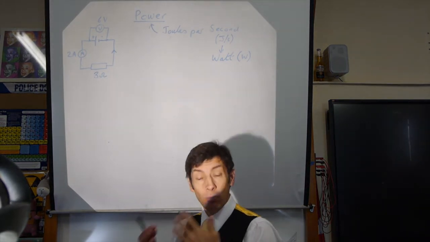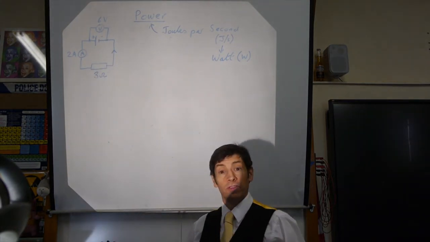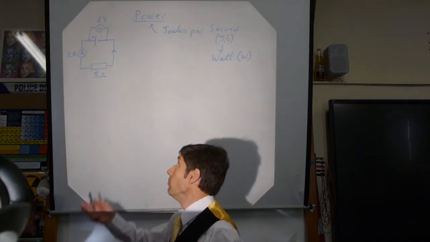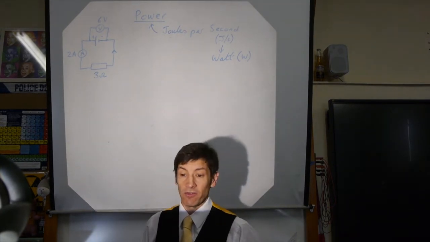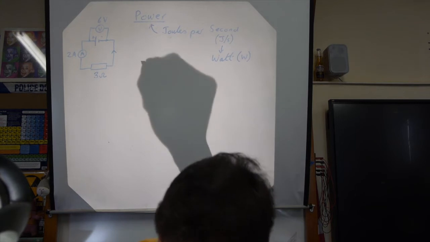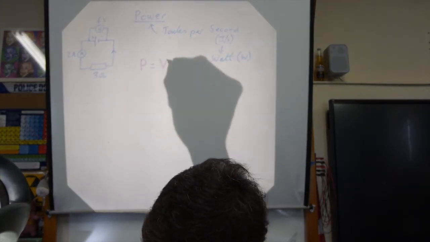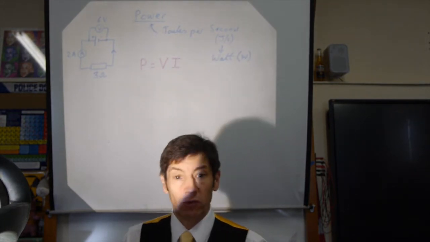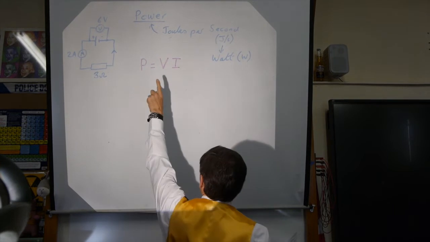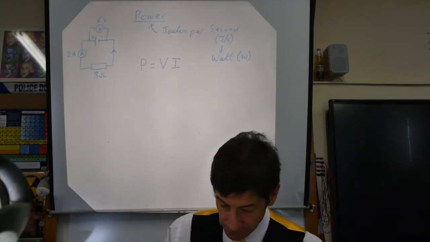More current, more power. If we turn the battery off, the circuit won't work. So more volts, more potential difference, more power. So that's how you remember it. Okay? The power in any electrical circuit is just the volts times by the amps, or more correctly, the potential difference times the current.